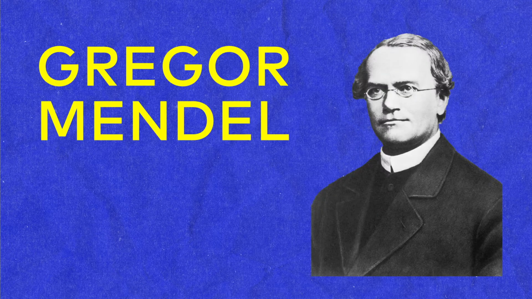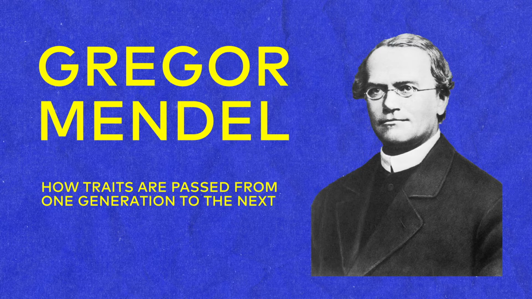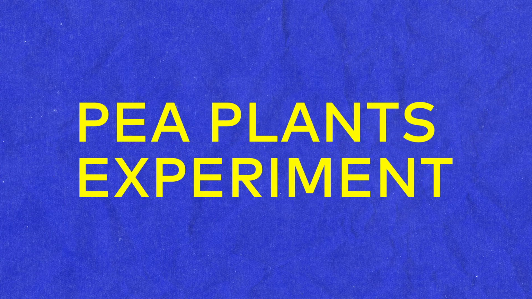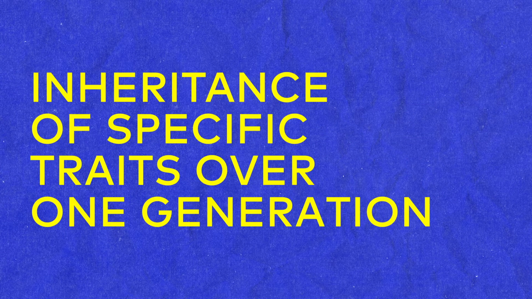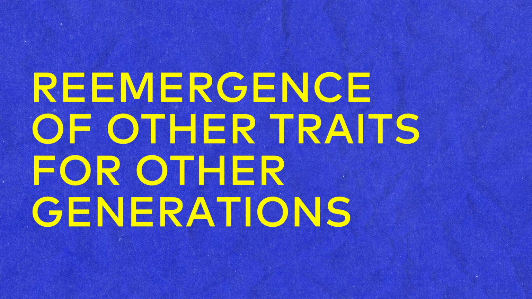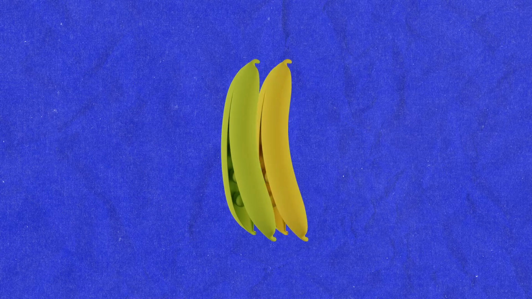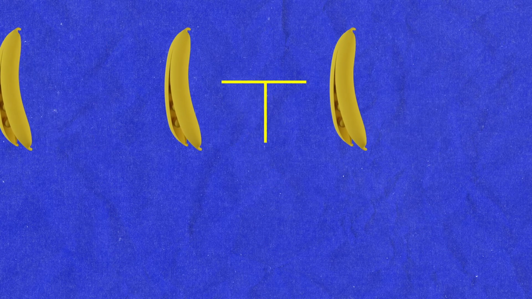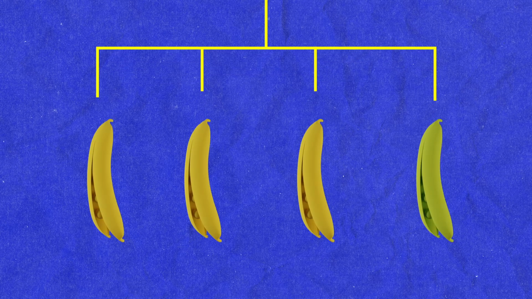The founder of genetics and biotechnology is known as Gregor Mendel, who determined how traits are passed from one generation to the next without even knowing about DNA itself. His famous pea plants experiment brought light to the inheritance of specific traits from one generation to the next and re-emergence of other traits for other generations. When he crossed the yellow and green peas, the next generation of offspring were all yellow. But when he crossed those with each other, he found 1/4 of the peas were green.